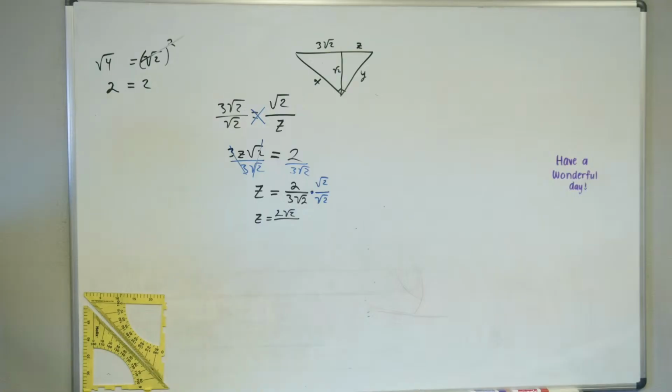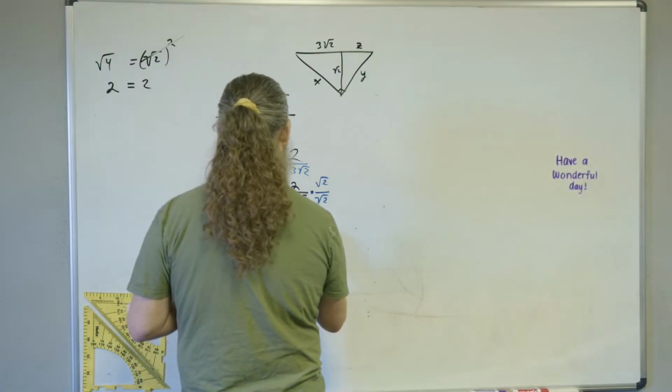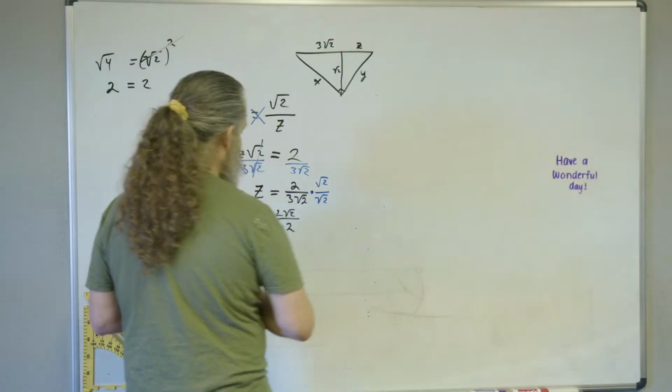What does the square root of 2 times the square root of 2 equal? I didn't know I was going to be pulling teeth so much today. It does equal the square root of 4. What does the square root of 4 equal? 2. So the square root of 2 times the square root of 2 equals 2. So 3 times 2 in the denominator.